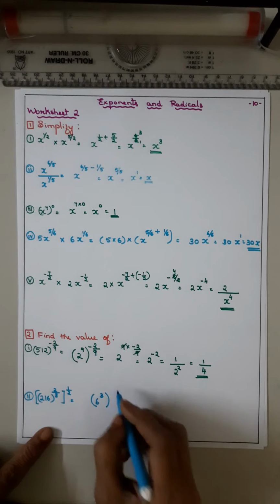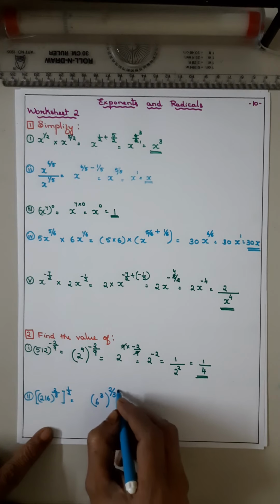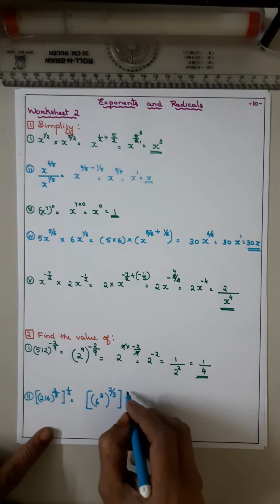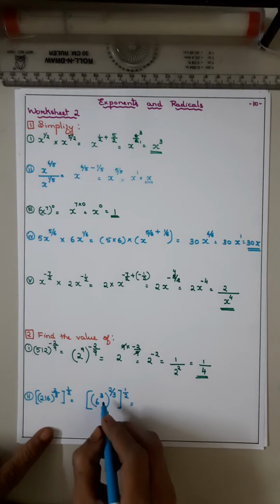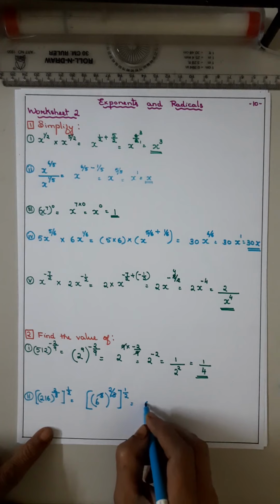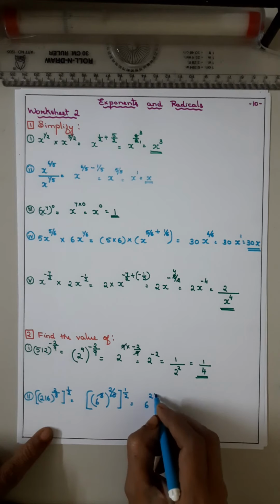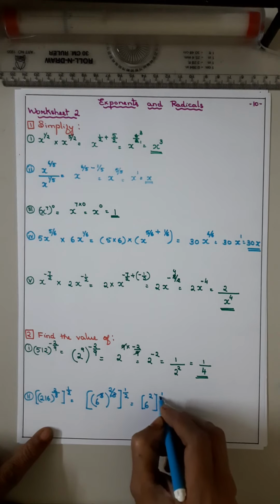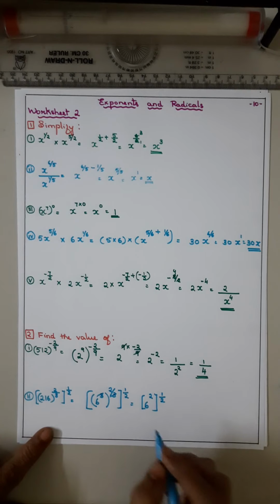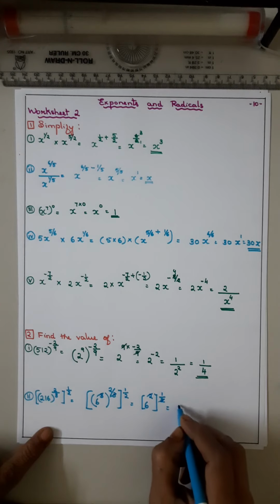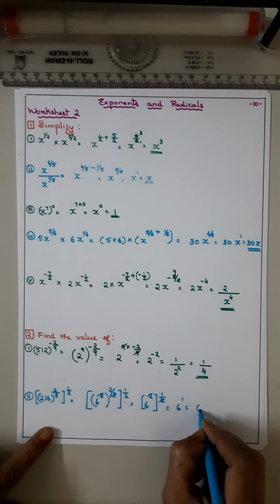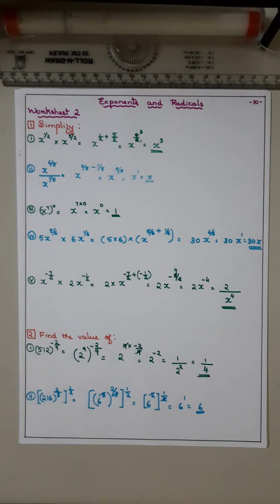The whole power 2 by 3, again bracket 1 by 2. Now it is 3 and 3. This gets cancelled. So it became 6 square to the power 1 by 2. Now again this 2 and 2 gets cancelled. That means 6 to the power 1 is equal to 6. Hope everyone is understanding this.